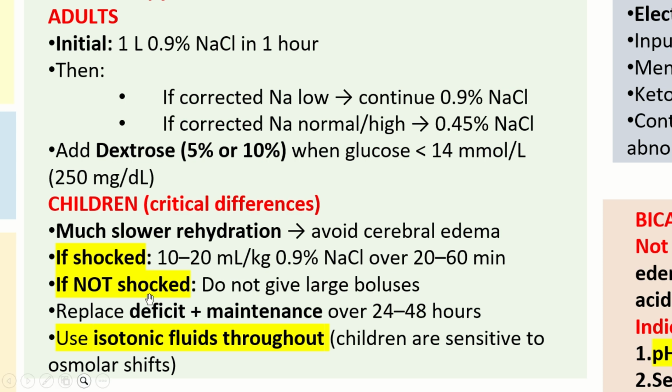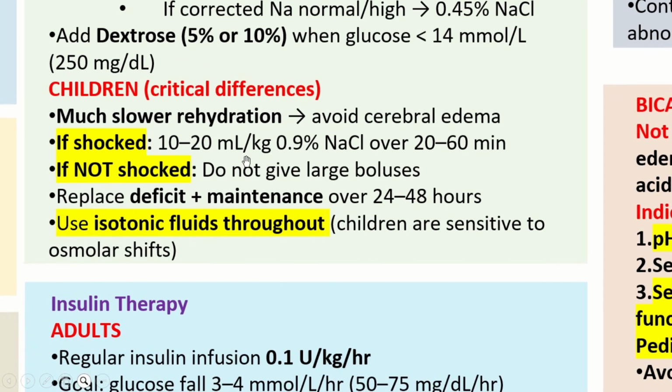Then in children, there are very, very critical differences, and this is because children easily get cerebral edema. So what we do, the rehydration is always very slow, and if we are in shock, sometimes you want to give 10 to 20 mL per kg of normal saline over 20 to 60 minutes. So we avoid boluses in children. And if they are not in shock, please do not give the large boluses of fluid.